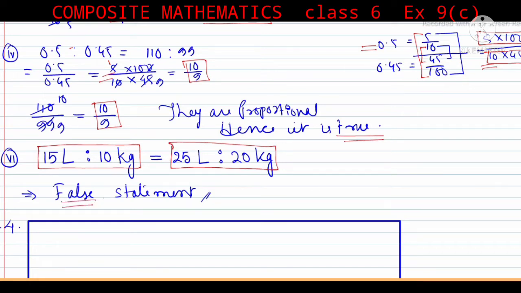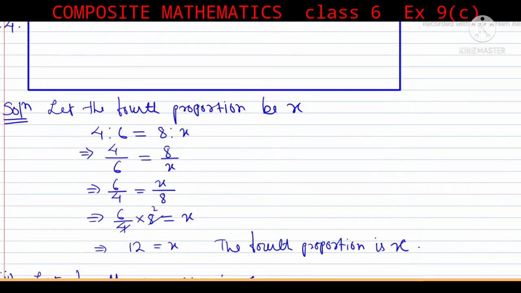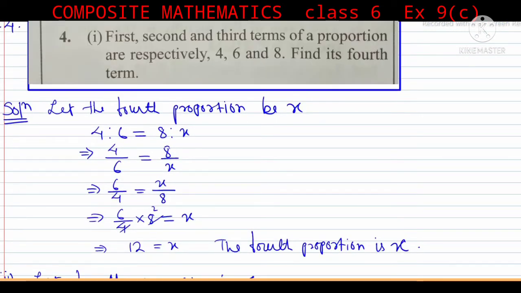So friends, we have done question number 3. Now we are going to do question number 4. The remaining question you try at home. Now question number 4, what is given, you see the first, second, third term of a proportion are respectively 4, 6 and 8. Find its fourth term. So we do not know the fourth term.